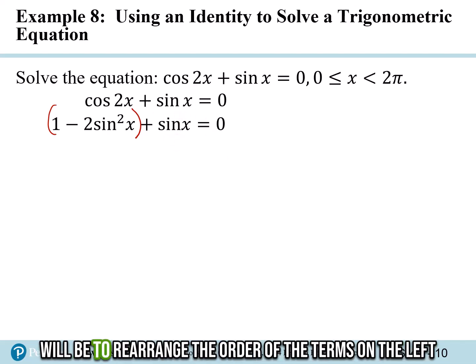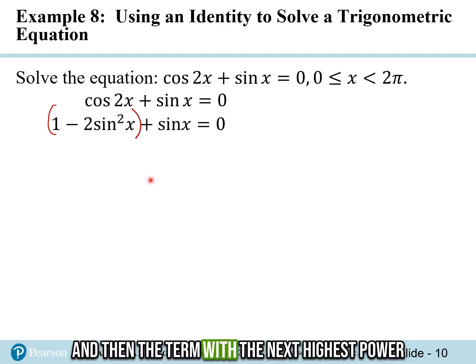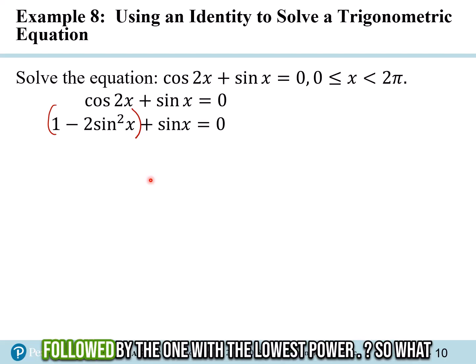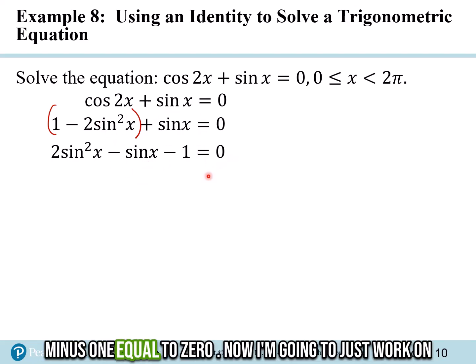The next step will be to rearrange the order of the terms on the left-hand side. We want the term with the highest power first, and then the term with the next highest power, followed by the one with the lowest power. So what we end up with is 2 times sine squared x minus sine x minus 1 equal to 0.